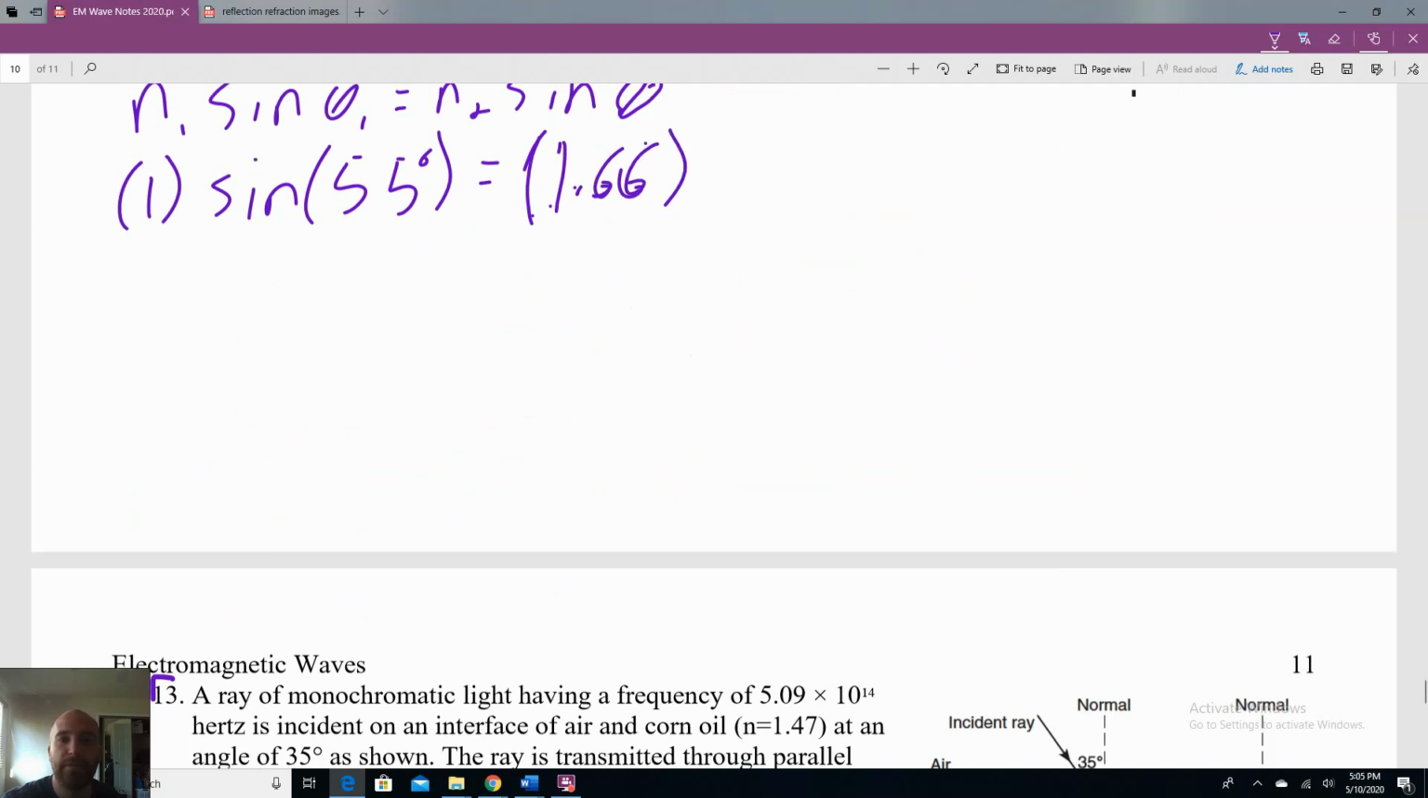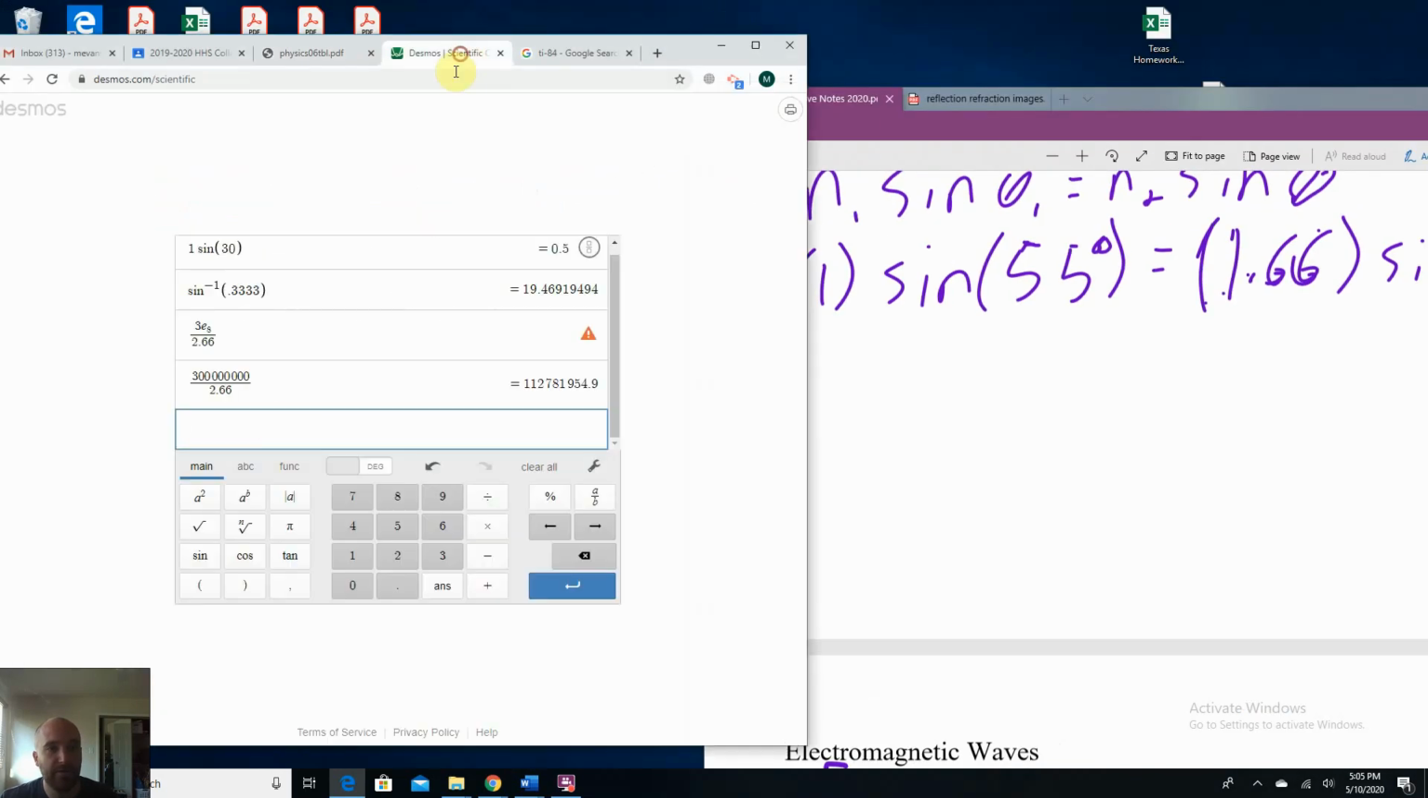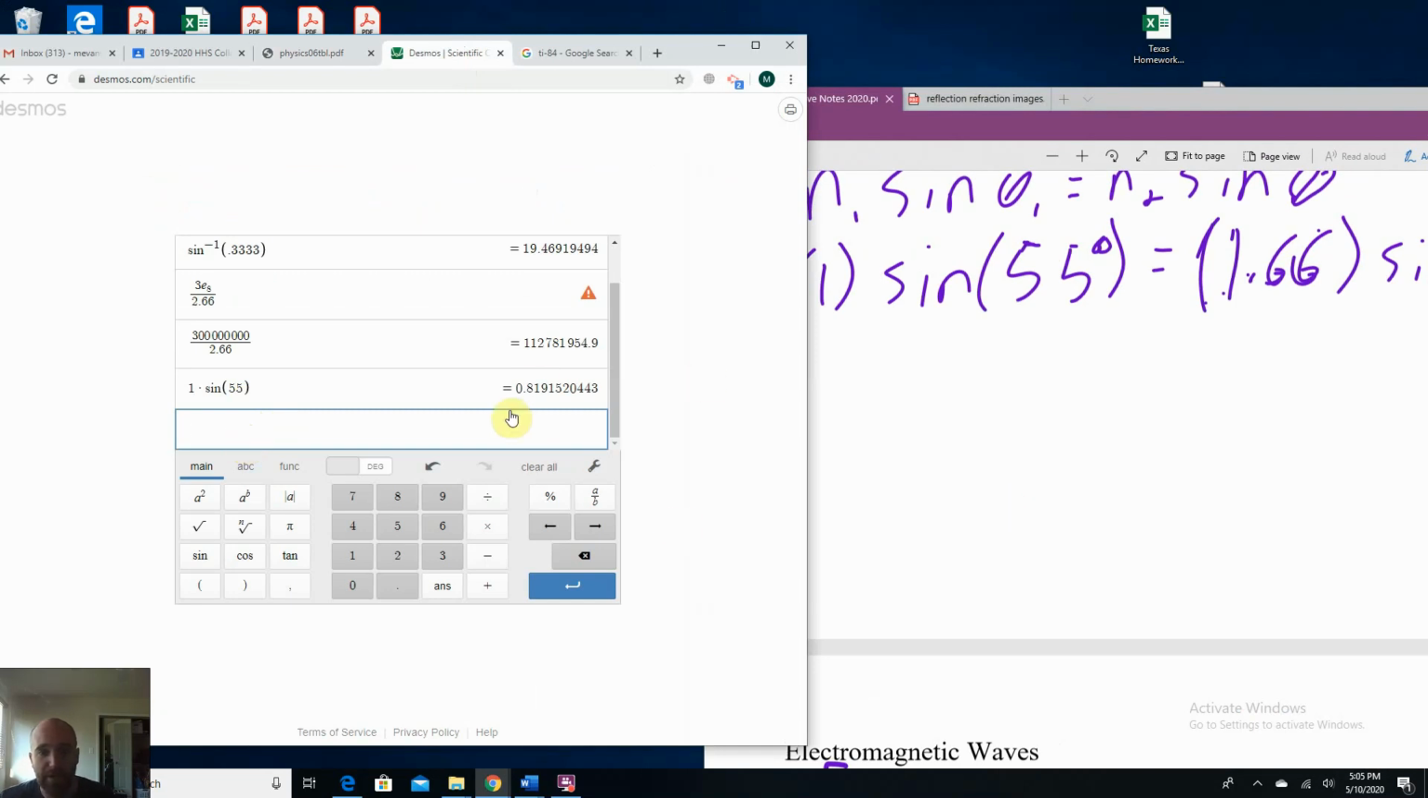1.66 times sine of theta. Okay, this is a good setup. This is a degree symbol right here. If this is a good setup, let's start doing the math. I'm going to start with 1 times sine of 55. So, 1 times sine of 55 is 0.819. I'm going to try not to round too much, so I'm going to go with 0.81915.